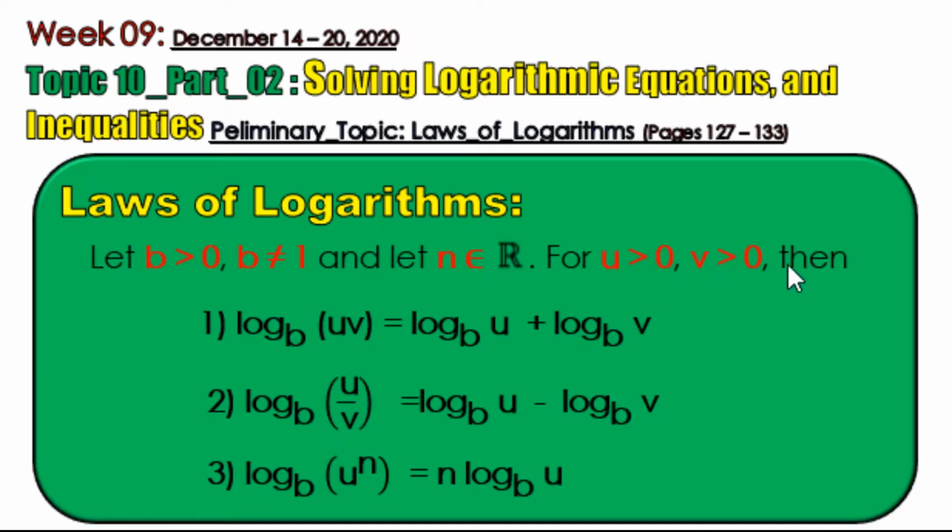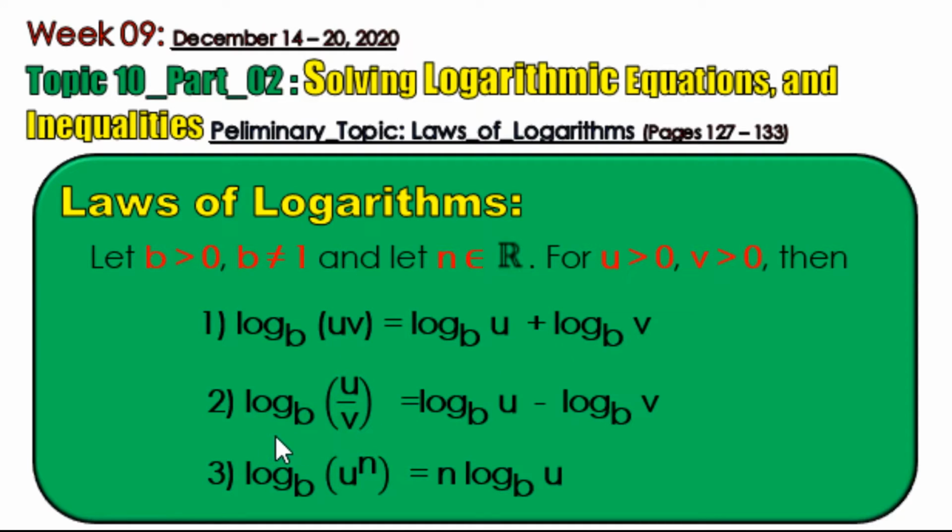numbers. Then we have the first law of logarithm, which is the logarithm of u times v to the base b is equal to the logarithm of u to the base b plus the logarithm of v to the base b. Which simply means that the logarithm of the product of two positive numbers is just the sum of the logarithm of each of the two positive numbers. Okay, so we have multiplication and addition.